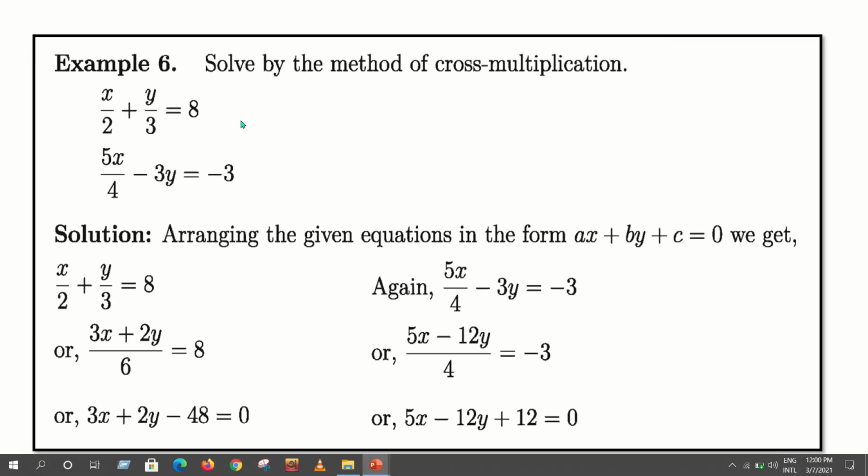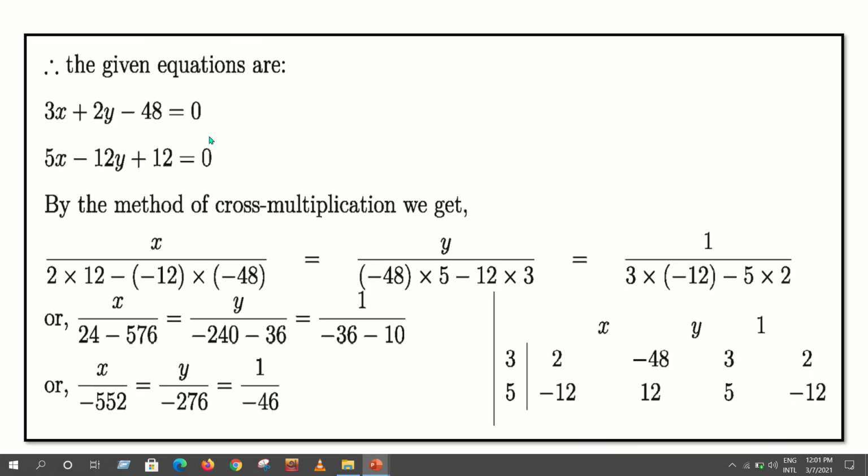Another example, given two equations, this and this. At first we have to solve this part. As a result, here will be 3x plus 2y minus 48, this equal to 0, and here will be 5x minus 12y plus 12, this equal to 0. Now take this and this, we will get these two equations, and by the method of cross multiplication you can use this method or you can use direct.